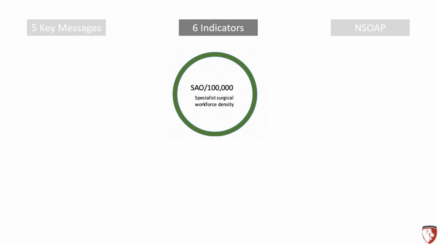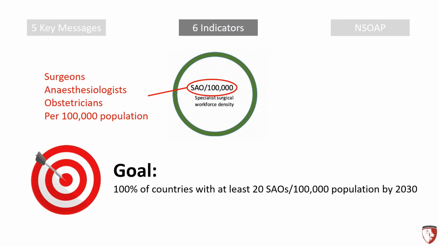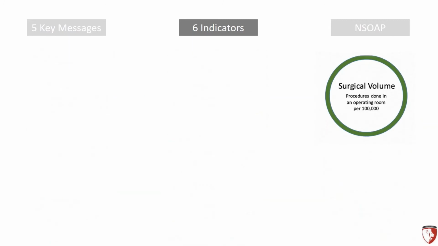The second indicator is surgical specialist workforce. This indicator measures all surgeons, anesthesiologists, and obstetricians per 100,000 population. The Lancet Commission proposes the goal of reaching 100% of countries with at least 20 such professionals per 100,000 population by 2030. The third indicator is surgical volume.